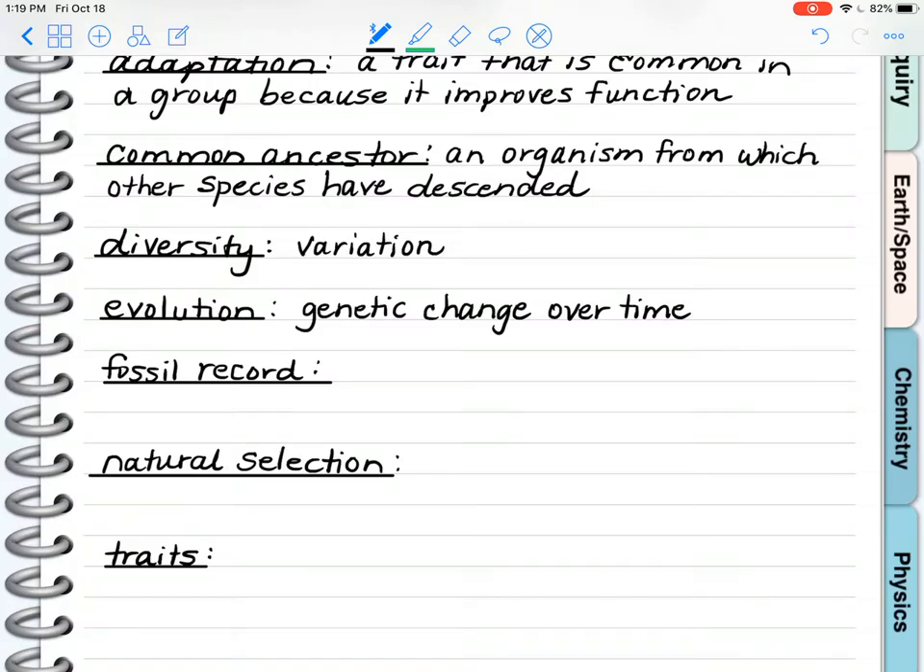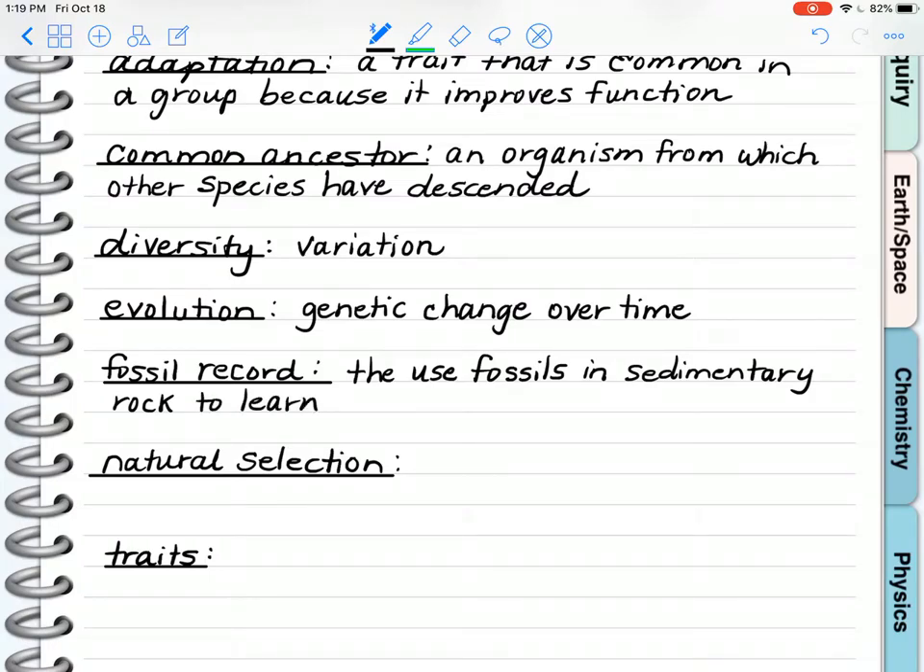Fossil record is the use of fossils. And fossils are the remains of dead things, living things that have died. So we use those in sedimentary rock to learn about the past. And when we talked about rocks back in earth science, we talked about fossils. So that should be reviewed a little bit. I'm not going to spend a lot of time on it because we've already covered it. And I know you want to get through this too.